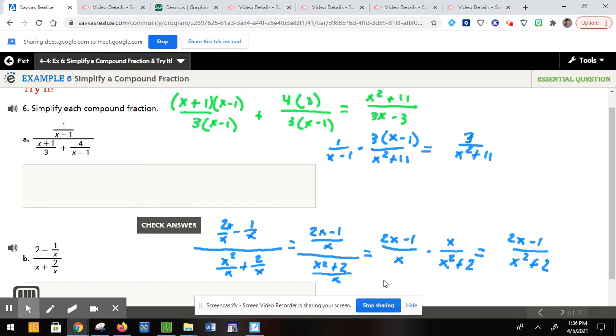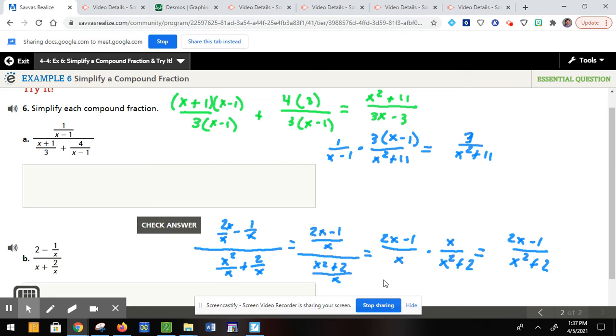So in part A, in the green here, I'm just working with the denominator. In the first fraction, the least common denominator would be 3 times x minus 1. So in the first fraction, I'm multiplying numerator and denominator by the x minus 1. In the second fraction, I'm multiplying numerator and denominator by 3. Right? X plus 1 times x minus 1 is a difference of squares, so it ends up being x squared minus 1. 4 times 3 is 12. So the negative 1 plus 12 is how I got that 11.